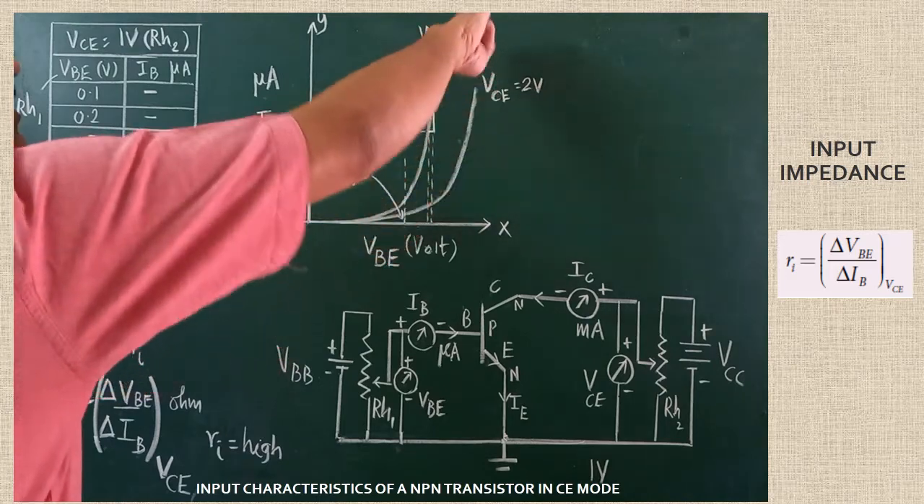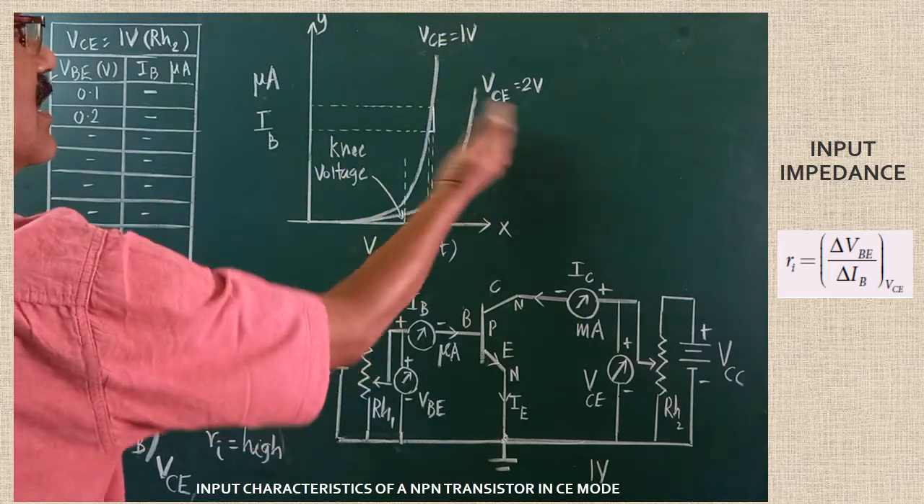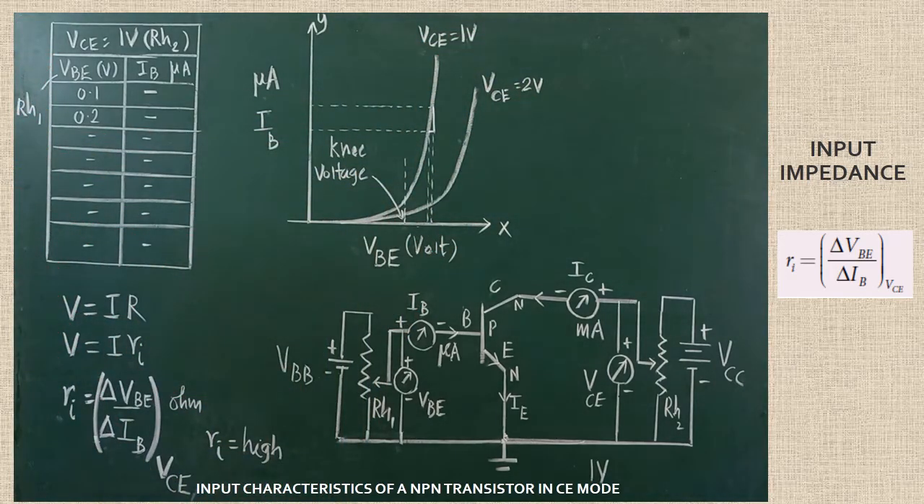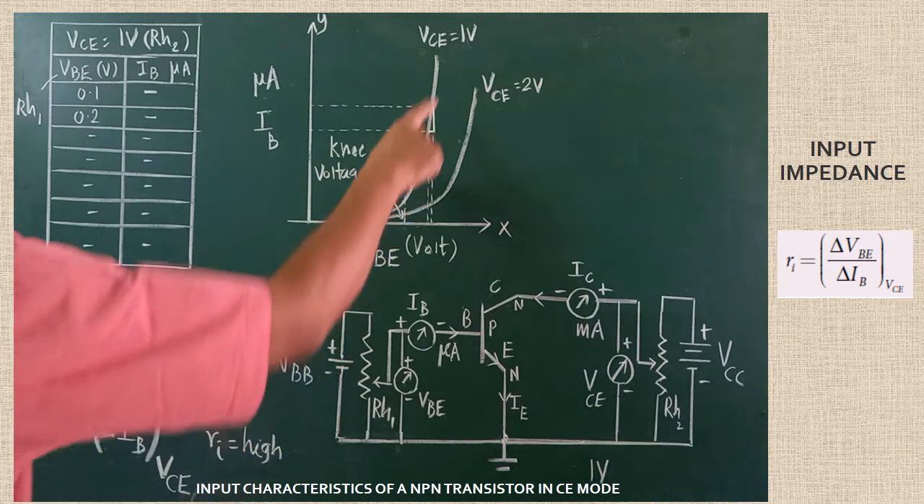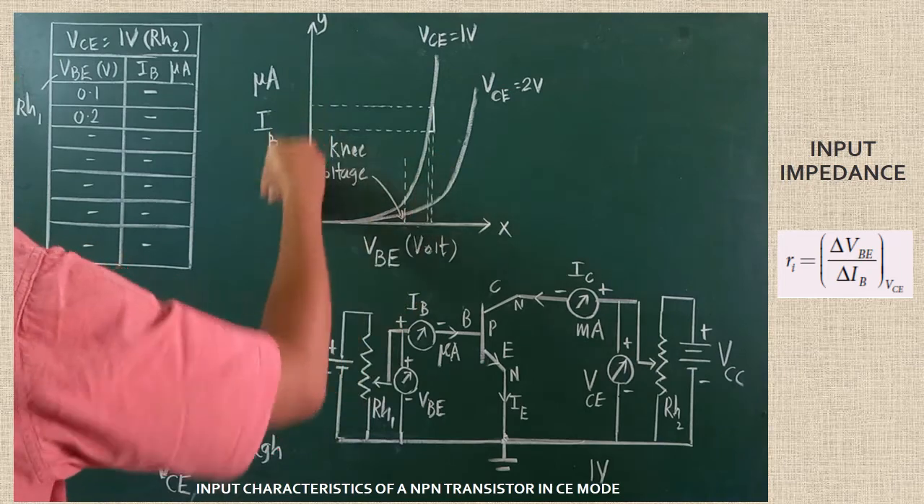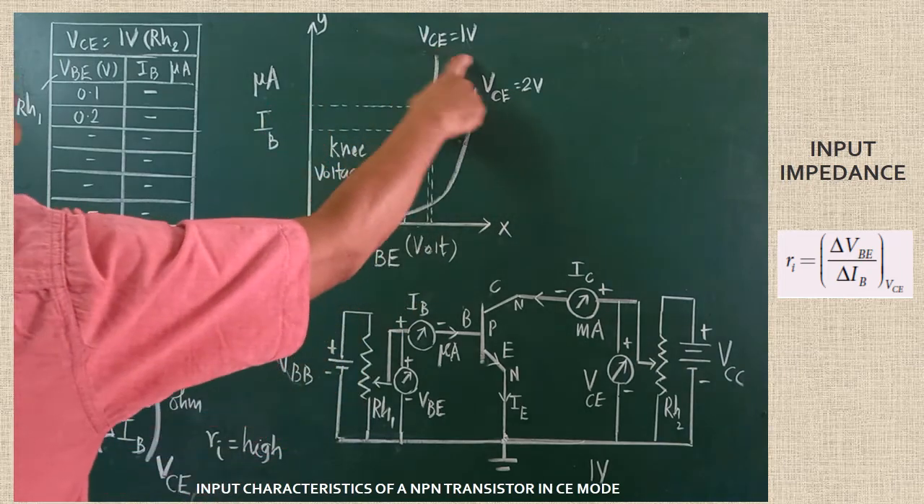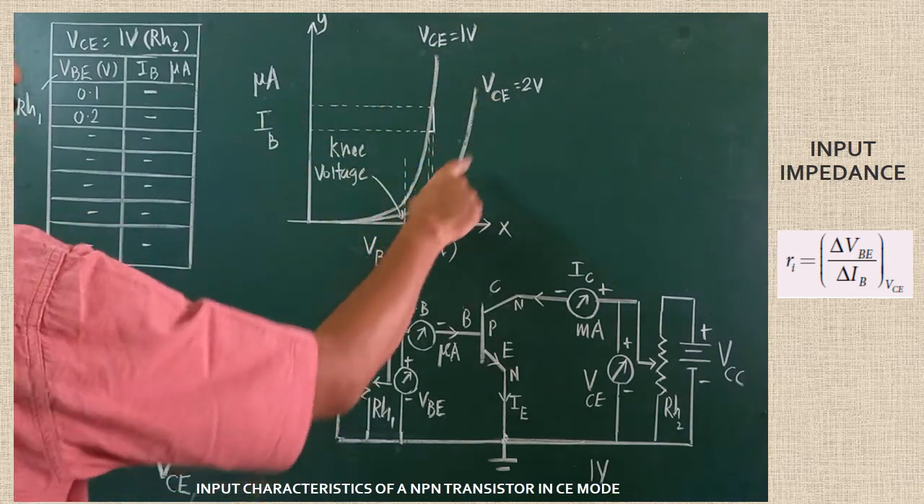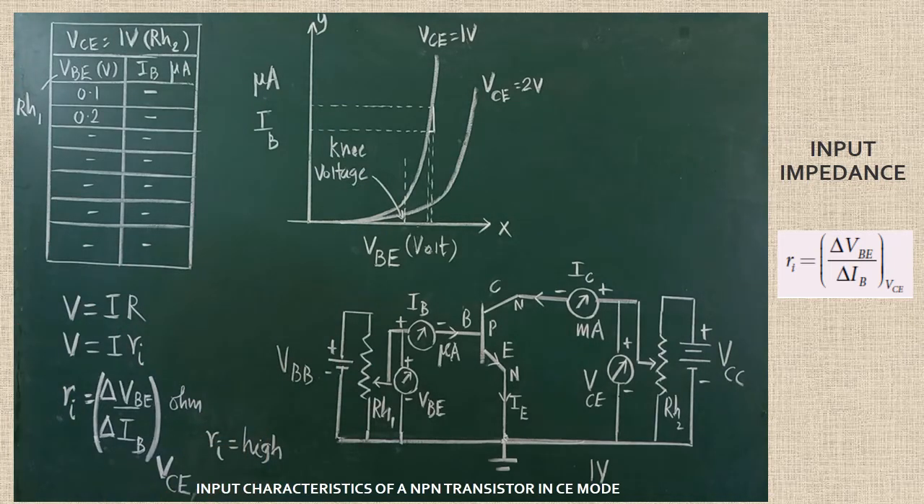It should be drawn in this direction, outward direction of the lesser value. Are you clear? And one more thing: if you increase the value from 1 volt to 2 volt, IB value decreases. When this one increases, IB value decreases. Are you clear? These are all the important conclusions that must be learnt thoroughly.